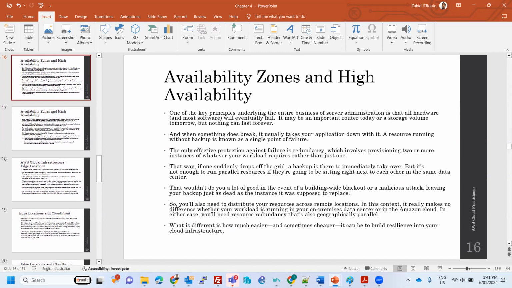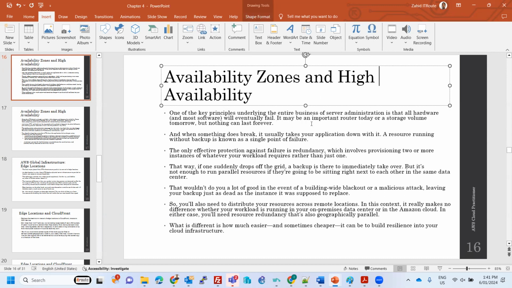Now, availability zones and high availability. One of the key principles underlying the entire business of server administration is that all hardware will eventually fail. It may be an important router today or a storage volume tomorrow, but nothing can last forever. And when something does break, it usually takes your application down with it. A resource running without a backup is known as a single point of failure. The only effective protection against failure is redundancy, which involves provisioning two or more instances of whatever your workload requires rather than just one.